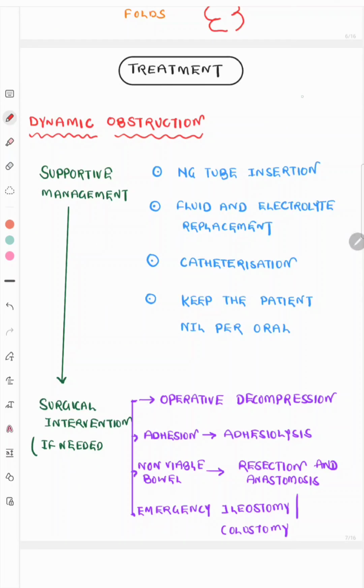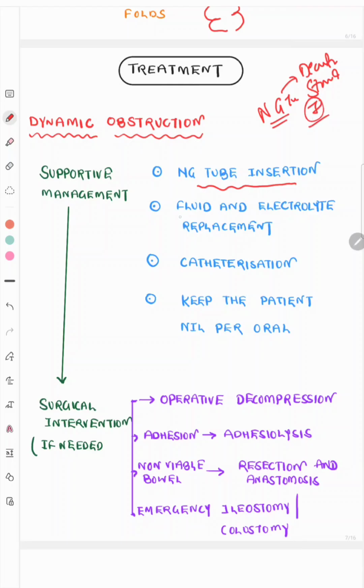So now we proceed toward the treatment. So in dynamic obstruction, what will be the treatment? First of all, we are going to conservatively manage the patient, and then after detecting the cause of obstruction, we will do any surgical intervention if needed. So first of all, we are going to put the NG tube, nasogastric tube. Why nasogastric tube? To decompress the stomach and intestine.